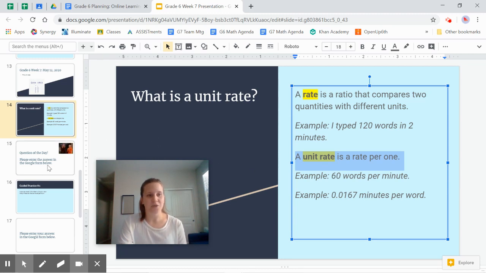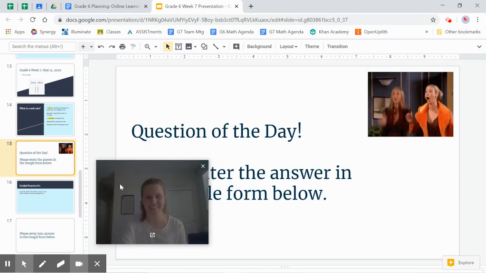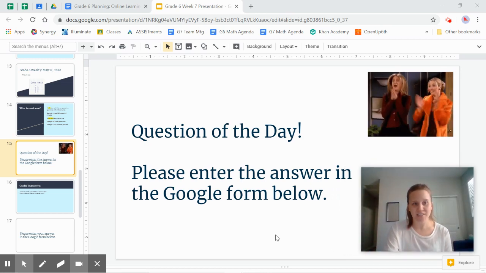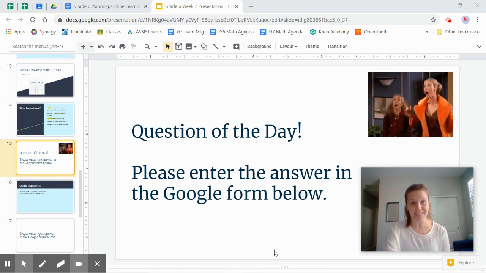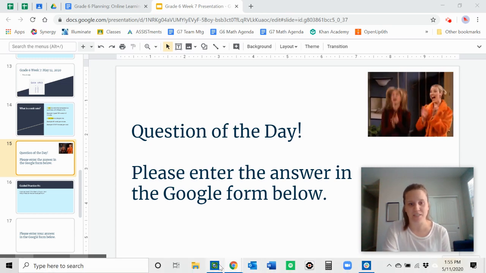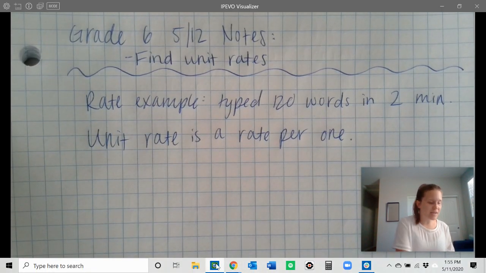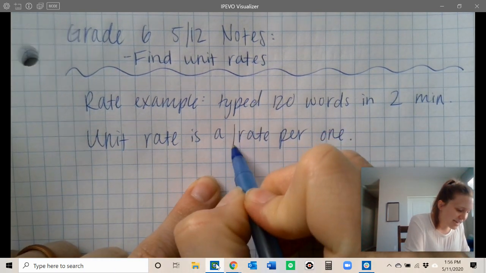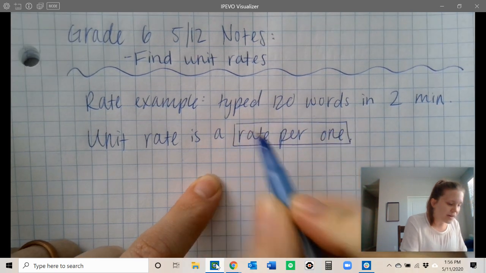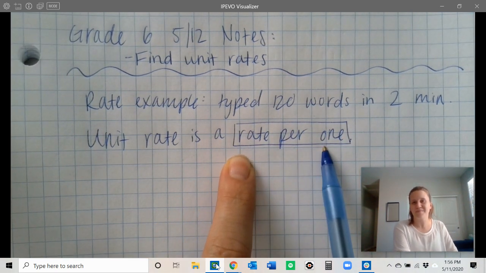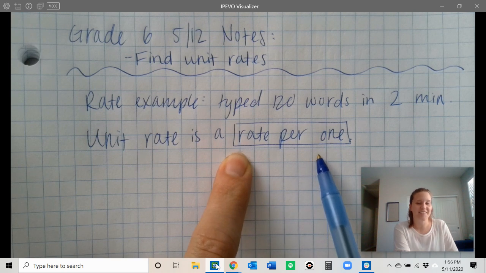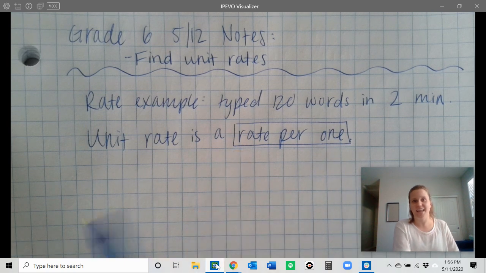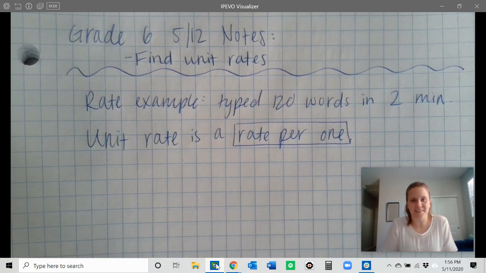Awesome. So we're going to go ahead and do our question of the day early today. Your question of the day is, what is a unit rate? In order to enter your answer, I just want to give you some really specific directions so that the computer marks your work correct. So here's my notes. We said a unit rate is a rate per one. You can just write in as your answer in your Google form, rate per one. You don't need to capitalize any letters. You don't need a period at the end. Just write rate per one, just like I have it here, and the computer will grade your answer correctly.